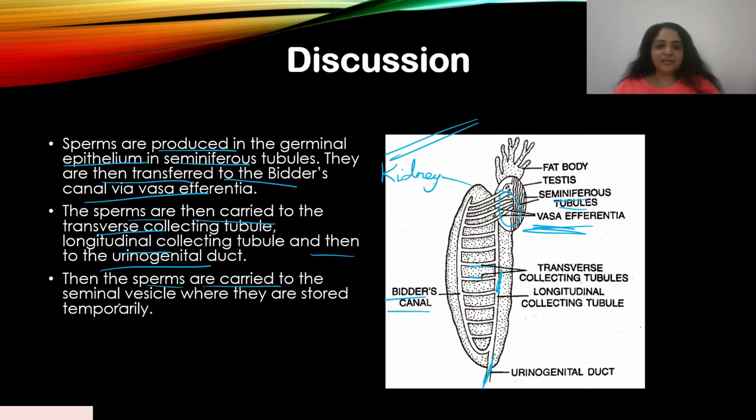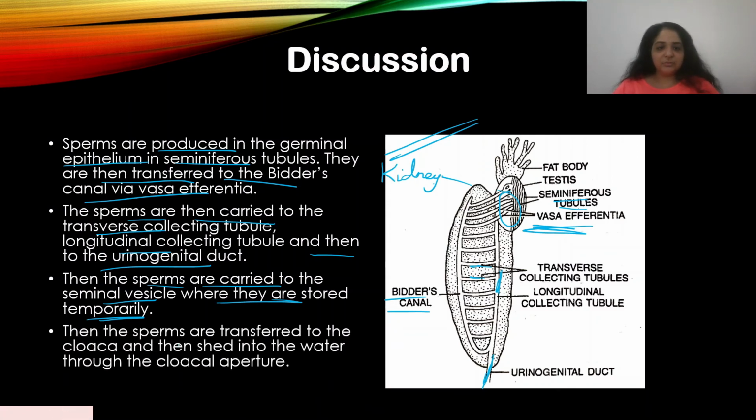Then the sperms are carried to the seminal vesicles where they are stored temporarily. So seminal vesicles don't appear before the urinogenital duct; they appear after the urinogenital duct, which carries the sperms along with the excretory product. The sperms are transferred to the cloaca and then shed into the water through the cloacal aperture.